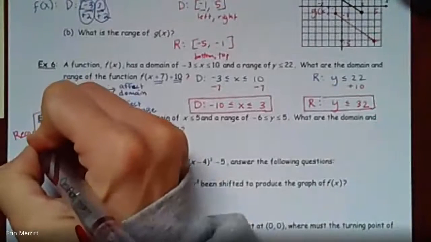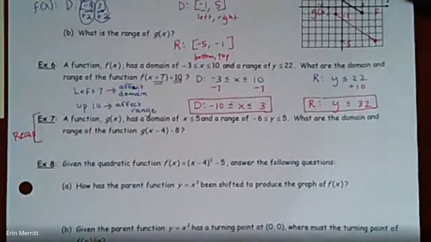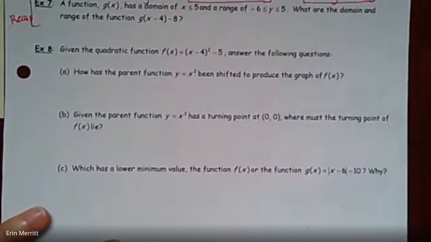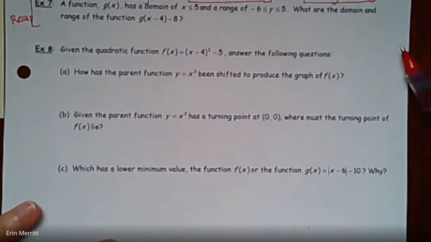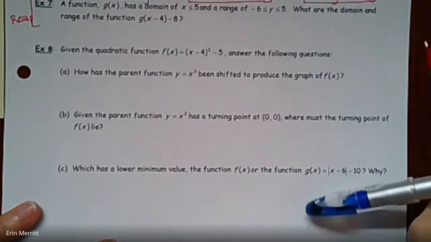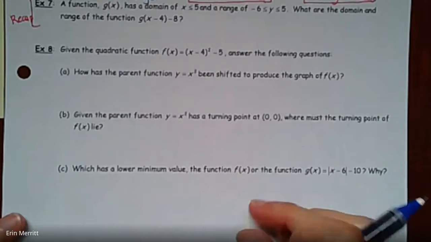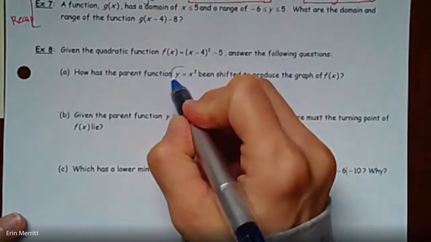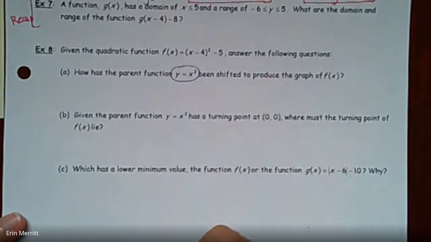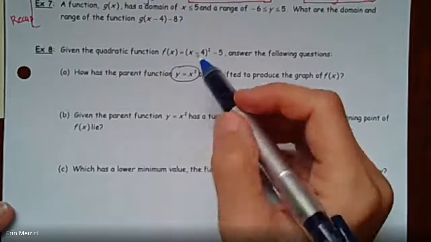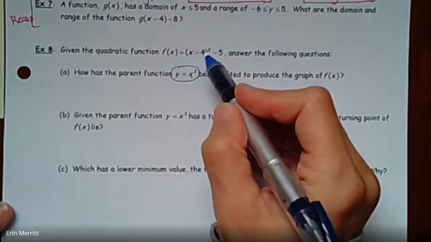So let's recap in class, all right? And then number 8, last one to look at together for right now. For number 8, given the quadratic function f of x equals (x minus 4) squared minus 5, answer the following questions. How has the parent function y equals x squared been shifted to produce this one? So they're just asking, how did we go from here to here?